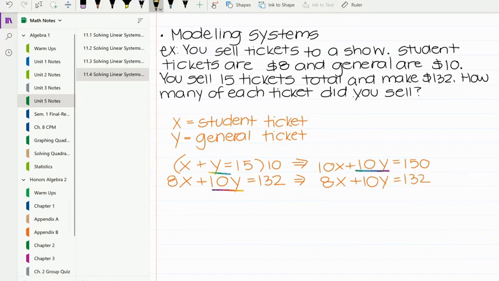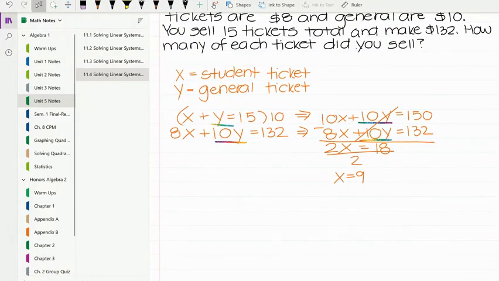And then again, just a reminder, we are eliminating the y. So because they are the same sign, we are going to go ahead and use subtraction. So we would have 10x minus 8x, which would be 2x. Those cancel. And 150 minus 132 would be 18. We divide by 2, and x equals 9. Now we pick either equation to plug x into, but it's much easier in the first one. So 9 plus y equals 15. We should easily be able to tell what y is just by looking at it, but I'm just showing the work. So y equals 6.